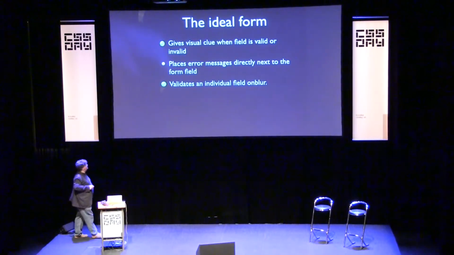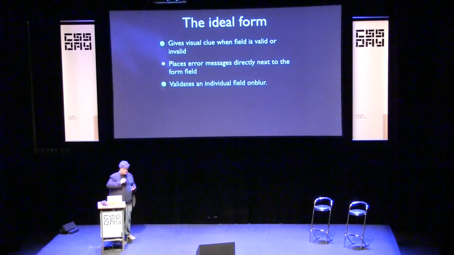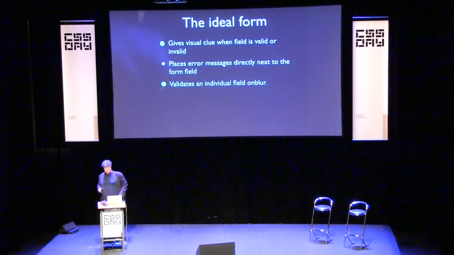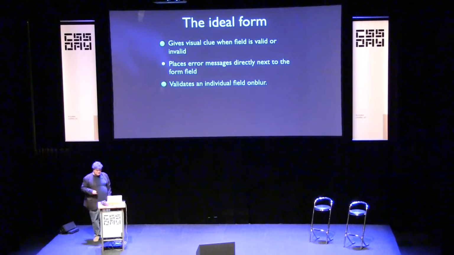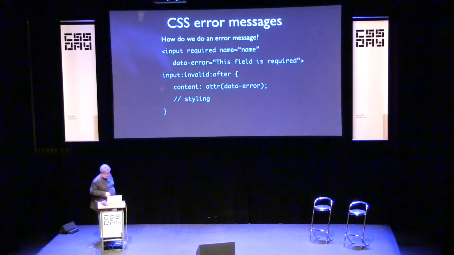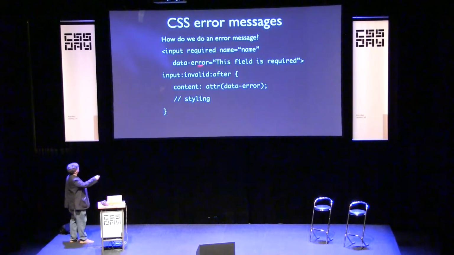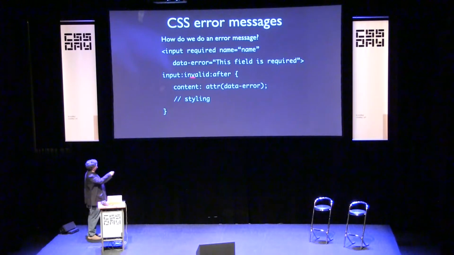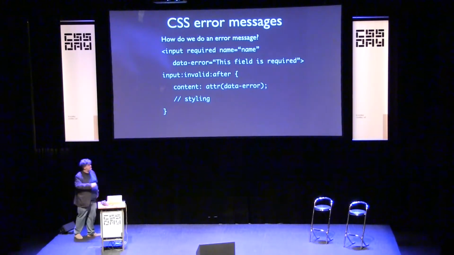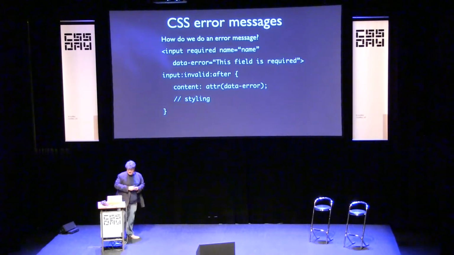Now, how do we place error messages directly next to the form field? When I was doing my research, I was very naive, and I thought, oh, that will be easy. Yes, I had a great idea. How do we do an error message in CSS? I thought like this. We take a simple data-error attribute on the field, and we show that after the field when the input is invalid, and that would be it. And we add some nice styling, of course, to make it look nice. But this would be the basic idea.